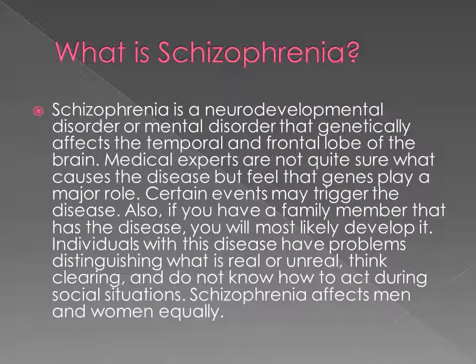What is schizophrenia? Schizophrenia is a neurodevelopmental disorder or mental disorder that genetically affects the temporal and frontal lobe of the brain. Medical experts are not quite sure what causes the disease but feel that genes play a major role. Also, if you have a family member that has the disease, you will most likely develop it.